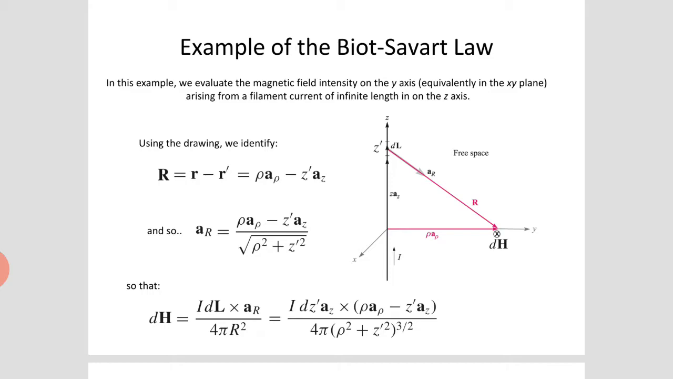So R is equal to r minus r dash. Here r is the distance along the y-axis, and r dash is the distance along the z-axis. So for R you have rho a rho, which is shown in the diagram, minus z dash a z, which is also shown in the figure along the z direction. Now based on this R you can determine the unit vector a R, which is rho a rho minus z dash a z divided by root of rho square plus z dash square, right?